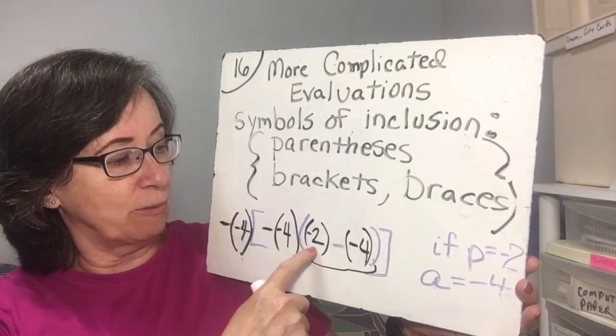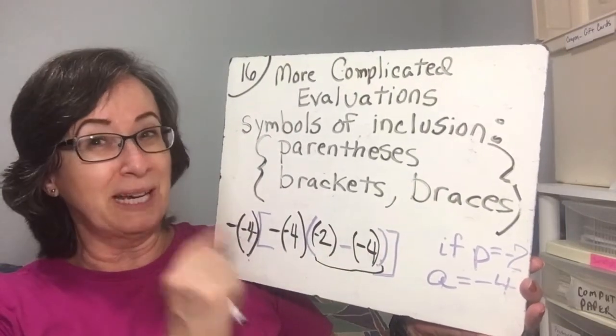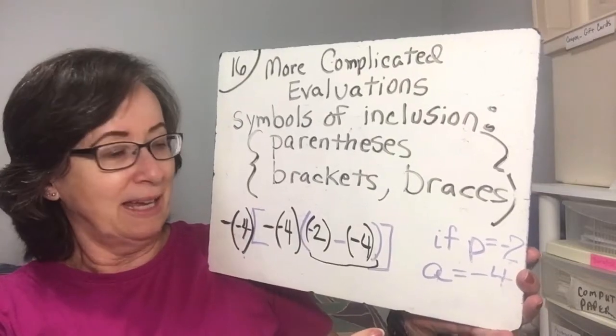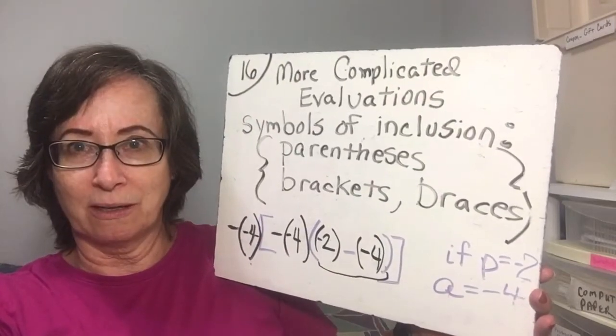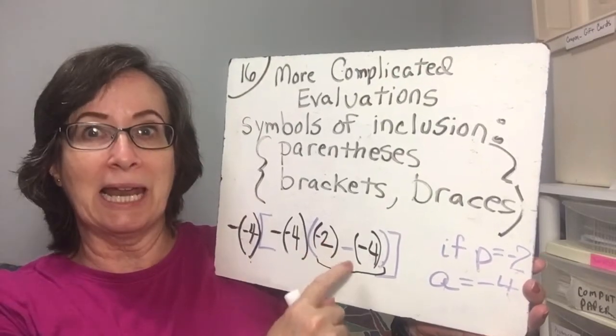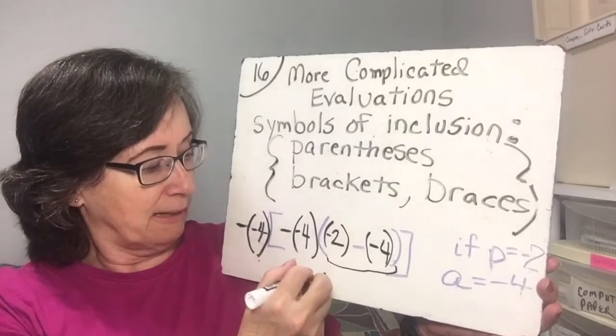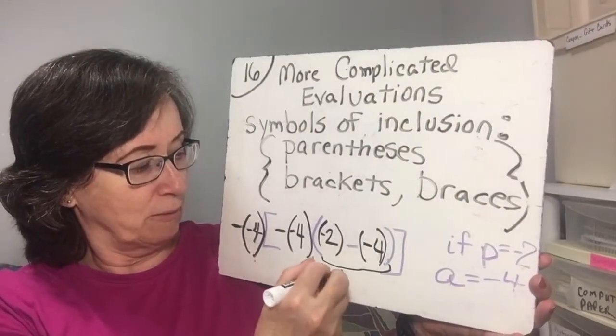Okay, so negative 2 minus a negative 4. Well, minus a negative 4 is the opposite of negative 4, which winds up being positive 4. So we have negative 2 plus 4, which is 2. So inside this parenthesis now, we have a 2.